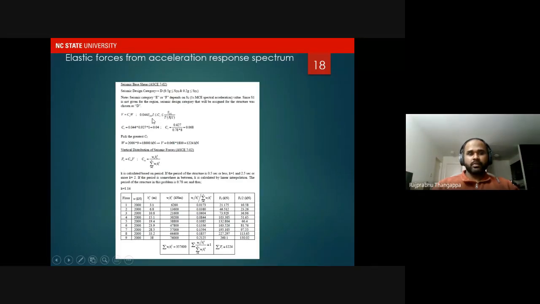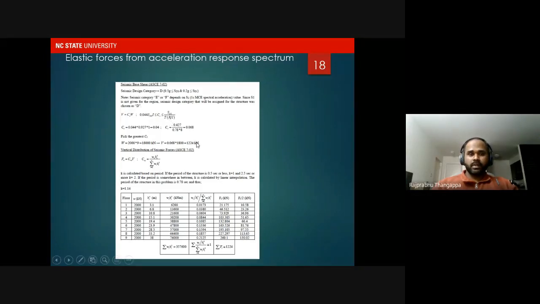SDS and SD1 are basically the spectral design values for short period and 1 second. And as I previously told, those hazard maps are for 0.2 seconds and 1 second. So SDS would be the hazard value for 0.2 seconds, and SD1 would be the hazard value for 1 second, and these are represented in the code. So moving on, we have the SDS and SD1 values, and the period of vibration is 0.78, and we have to use the force reduction factor to reduce the forces.